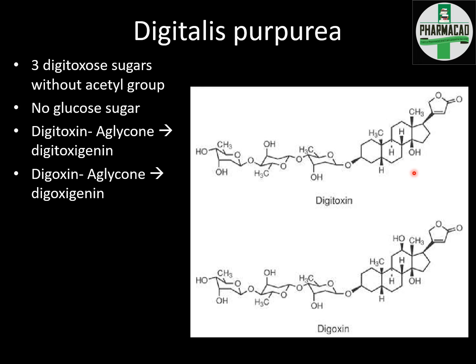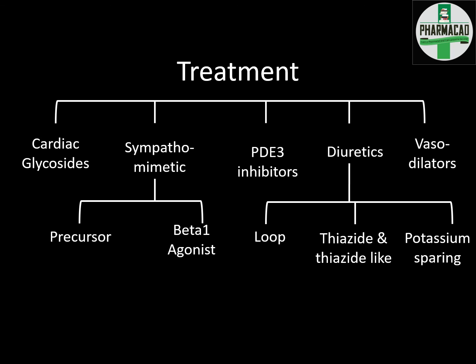In digitoxin, the aglycone is digitoxigenin, and in digoxin, the aglycone is digoxigenin. So here you can see there is an extra OH group which makes it digoxigenin. So with this we have completed cardiac glycosides, the mechanism of action, and the drugs and their chemical structures. In the next part of the video we will see sympathomimetic drugs and the role of vasodilators in CHF.